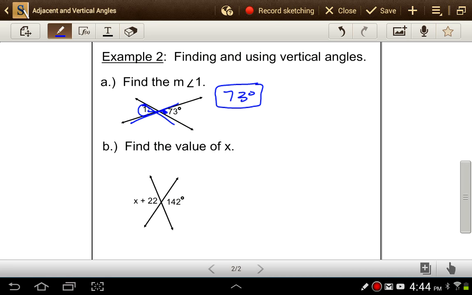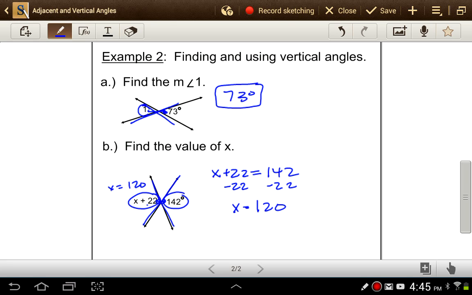B. Find the value of x. So in this one we want to find the value of x. So we have our intersecting lines, which means these two angles are vertical to each other. Vertical means they're congruent, which means they equal each other. So now I have to write an algebraic equation to answer it. x plus 22 equals 142. This angle, x plus 22, equals 142. Then you subtract 22 from both sides. That's how we solve it when we're adding. So x equals 120. So what's the value of x? x is 120.